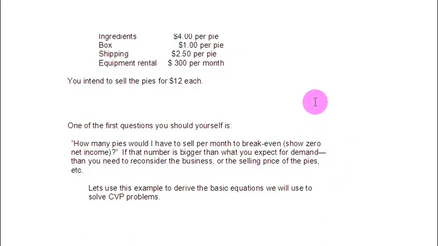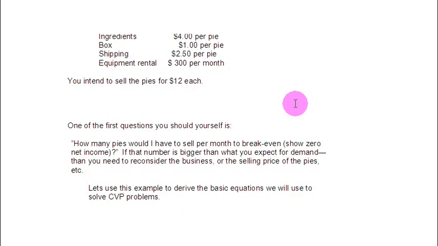Based on the cost structure that we have up here, we have some variable costs, we have some fixed costs, and we have a mixed cost. You should be asking yourself, how many pies would I have to sell each month just to break even? In other words, how much volume would this business have to generate to cover all of its costs? And if you would have to sell so many pies to cover your costs that the amount you need to sell is higher than your expected demand, then something's going to have to change.